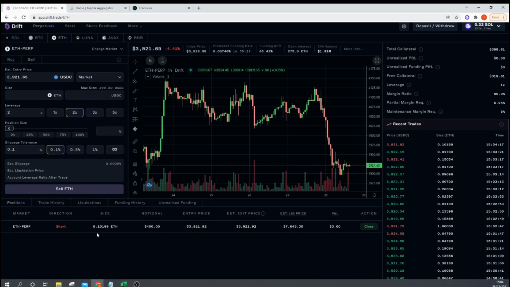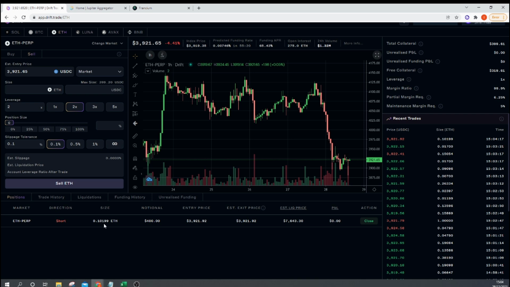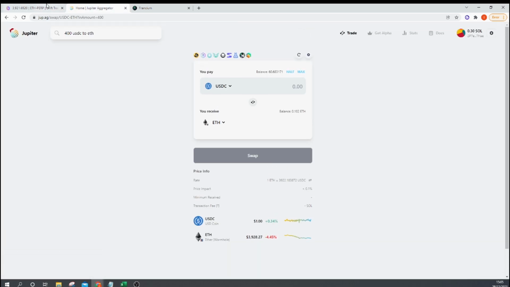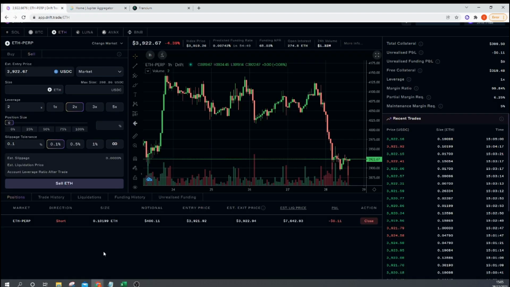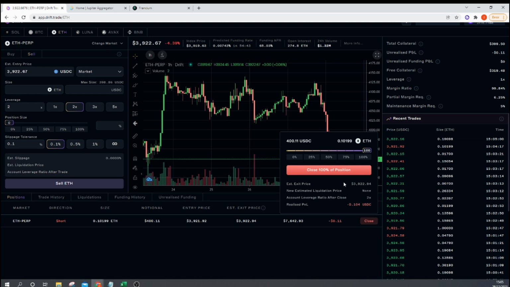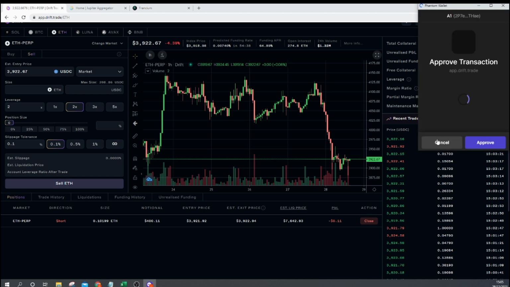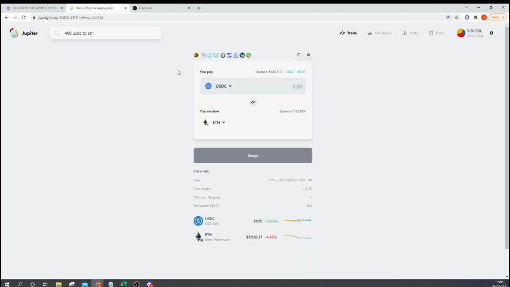0.102, 0.10199. So I think I bought it slightly cheaper here on Jupiter Aggregator, which is just fine with me. And so there we go. It was easy as that to set up your delta neutral trading position. And to unwind it, all you'd need to do is close this short position. So you could do it like this. Press close 100% of the position and then confirm it in your wallet. And then go ahead and sell the ETH that you have here as well.